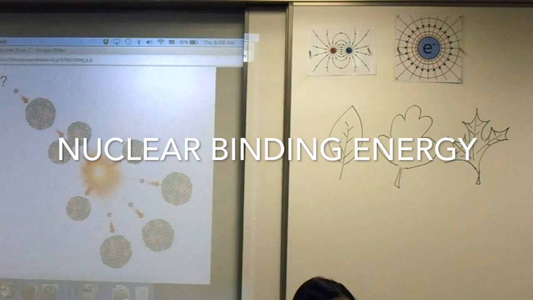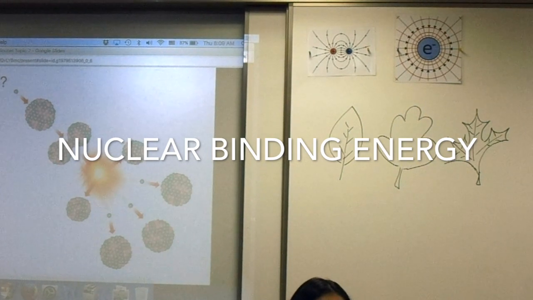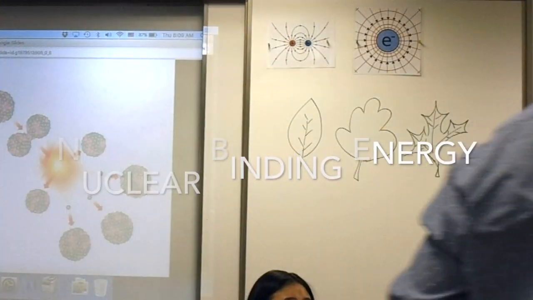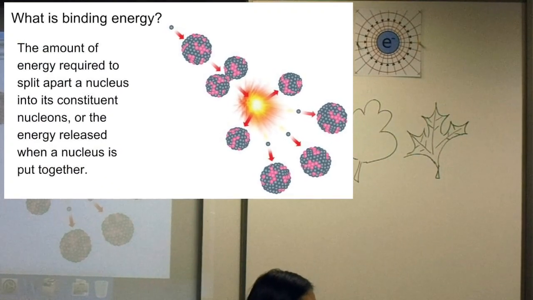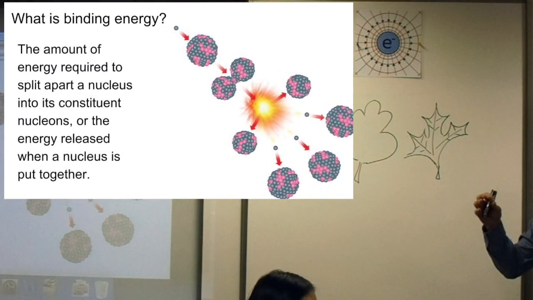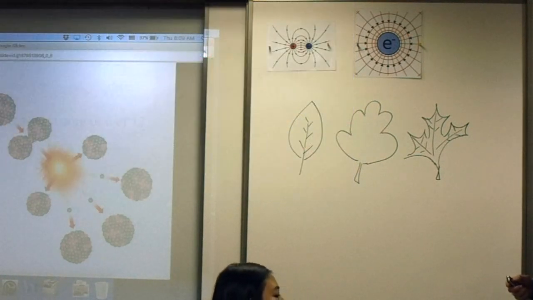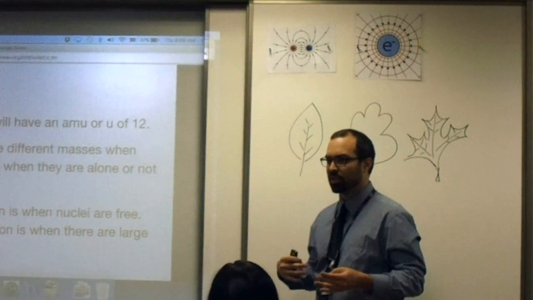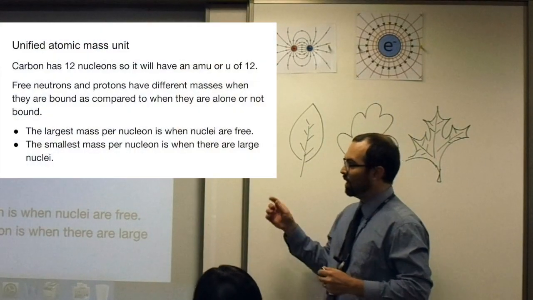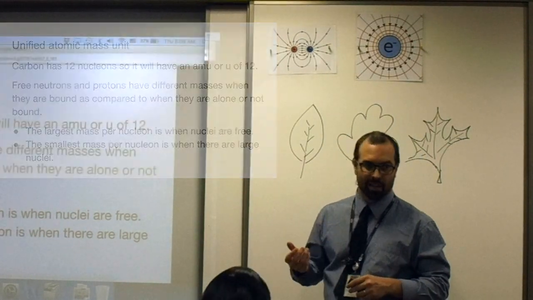About binding energy, the amount of energy required to split apart the nucleus into its constituent parts. And also, if we wanted to put it together, it would be the same way. So either taking it apart or putting it back together. First thing we really need to go back to, which is kind of like a chemistry thing, is what is the unified atomic mass unit?